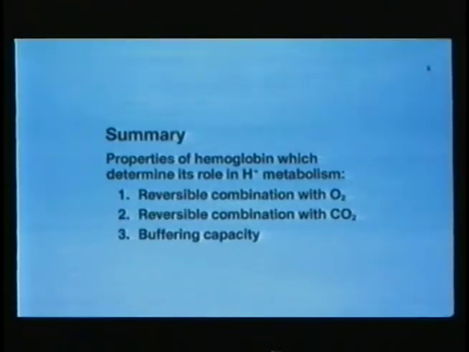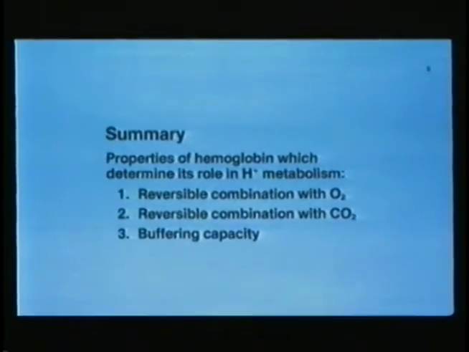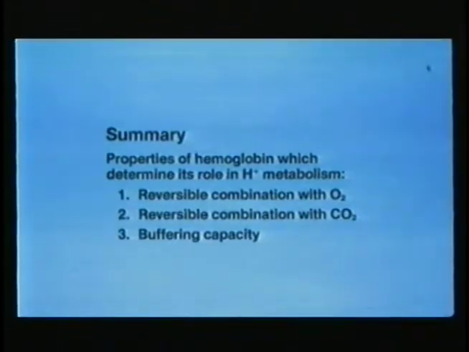Slide 5. We will briefly examine those properties of hemoglobin which determine its role in hydrogen ion metabolism. First, reversible combination with oxygen. Second, reversible combination with carbon dioxide. Third, buffering capacity.